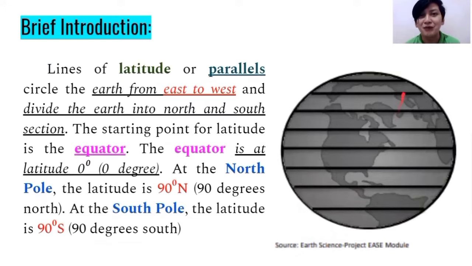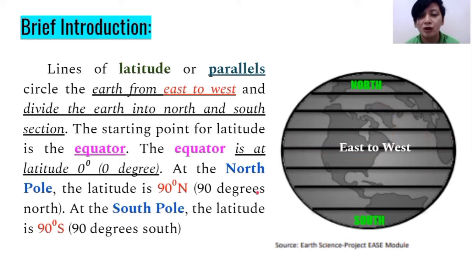Next, another brief introduction to another line of the globe. So the lines of latitude, another imaginary line. Latitude or parallels. Okay, ito yung another term. Parallels circle the earth from east to west. Okay, so from east to west. So the line of latitude runs from east to west. And then it divides the earth into north and south. So again, the lines of latitude runs from east to west. This one. And then it divides north and south part of the globe.